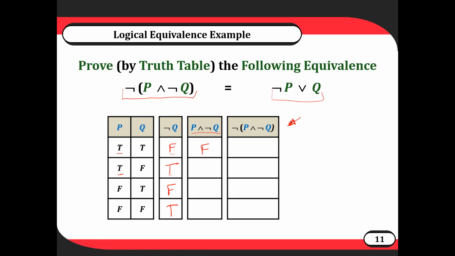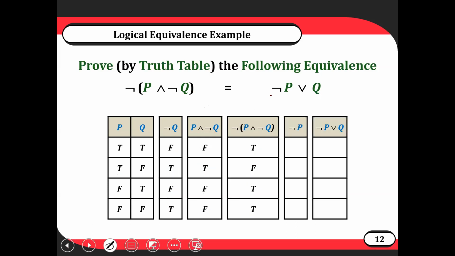So P and not Q. They're both true here, so it's true. We have false and false, which is false. So that's false. Then we can evaluate the negation of this expression. We just take whatever is in this column and take the opposite. So true here, false here, true here, true here. Now we've taken this expression and we have all of the values associated with it.